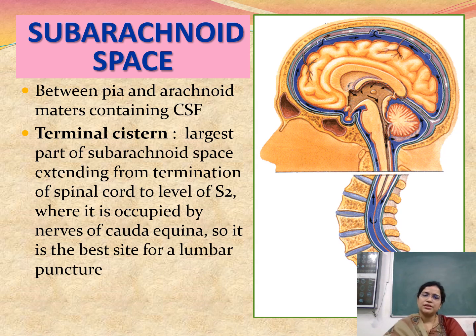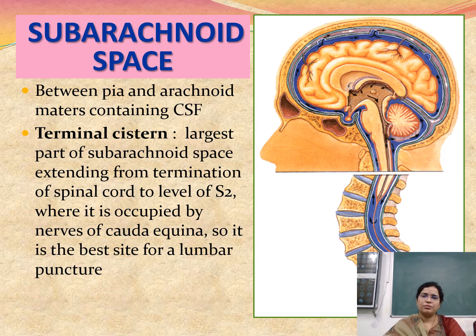Now, what is the terminal cistern? It is the largest part of the subarachnoid space, extending from the termination of the spinal cord to the level of S2, where it is occupied by the nerves of the cauda equina. So it is the best site for lumbar puncture.